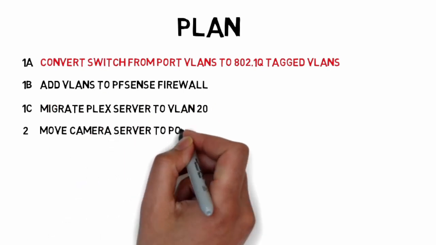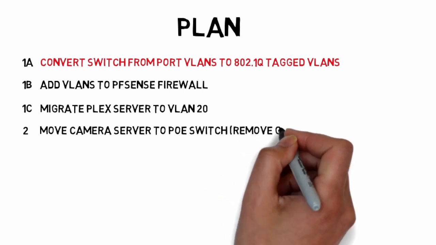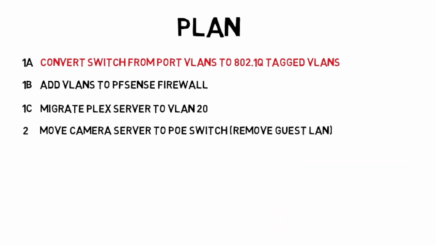So step 2, move the camera server to the PoE switch and remove the guest LAN. So there'll be an outage in the guest LAN then, but no one's using that for a little while. So that'll be okay. And nearly everybody's using the internal LAN anyway, so that's not a problem.